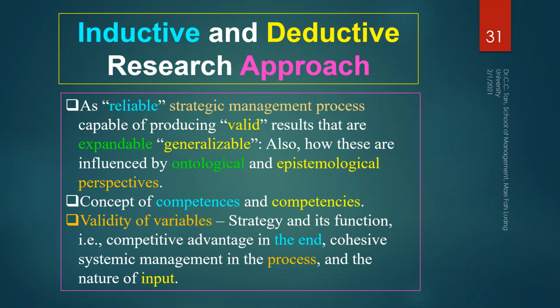So if you really want to have reliable research, valid conclusions, and things that can be generalizable to different applications, we really need to first of all understand where is our research paradigm, okay? Where is our paradigmatic position? And that means understanding the ontological issue, the epistemological issue, and the methodological issue.